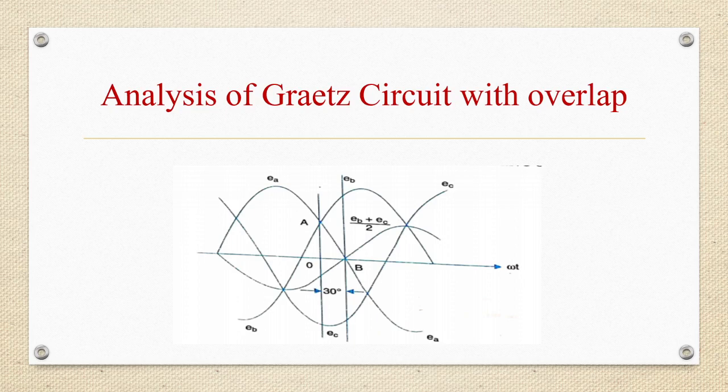Thus, there is an intermediate mode when the value of overlap angle will remain constant at 60 degrees. In this mode, increase in direct current will be accompanied by automatic increase in the firing angle.